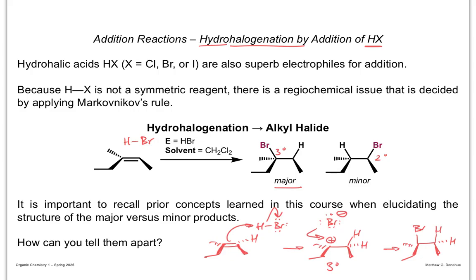Now, even though I didn't show it, it can trap from the top or the bottom. In this case, it doesn't matter because where it traps, you're not generating a stereocenter. But for the most part, you want to draw both products of it trapping from the top and the bottom and then compare them to see what their relationship is.